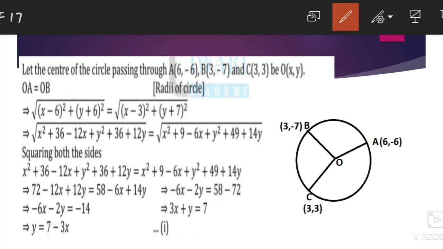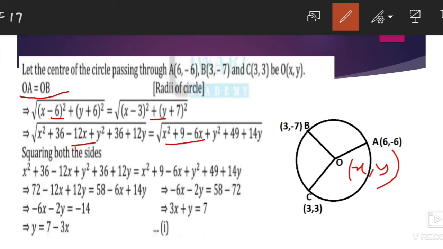So first of all, I am considering OA is equal to OB. Now I don't know what the coordinate of point O is, so I am considering the coordinate of point O as (x, y). If the coordinate of O is (x, y), then you can find the length of OA by the distance formula and the length of OB by the distance formula. So put the distance formula on both sides, and you get this equation.